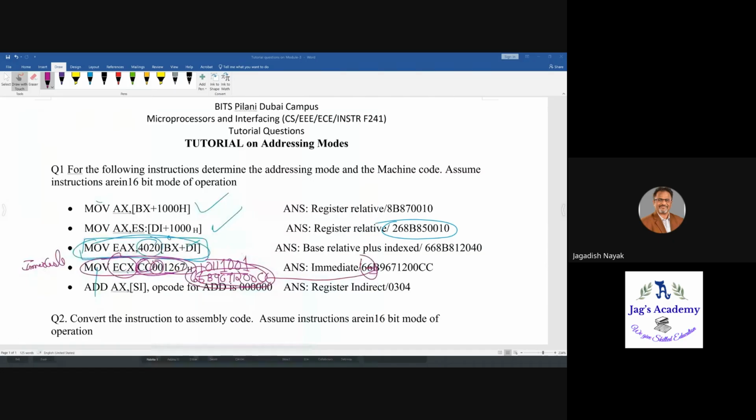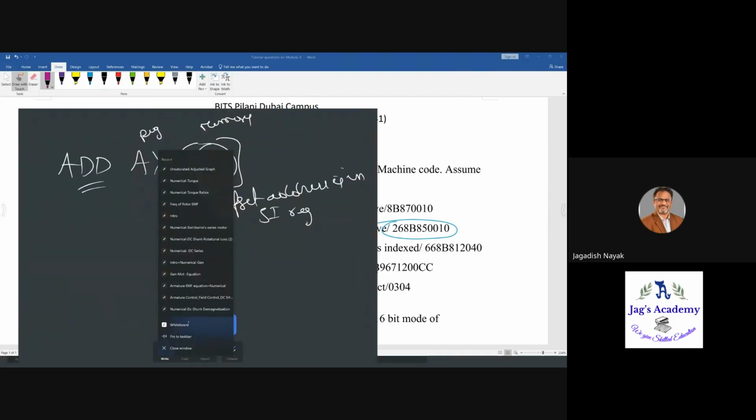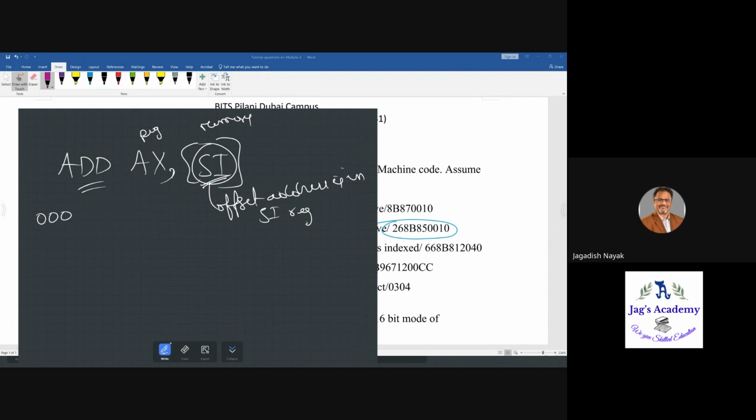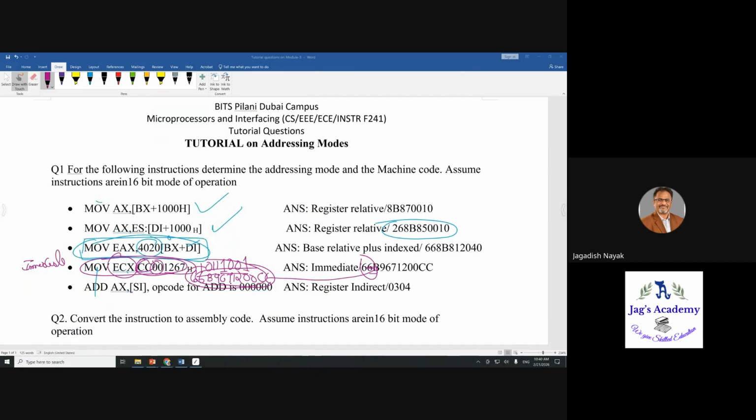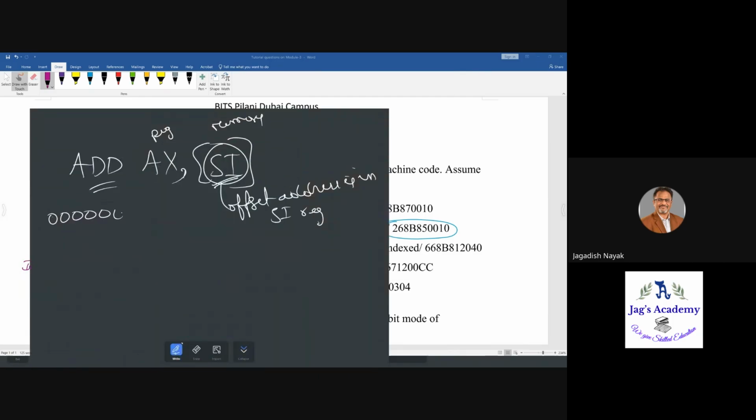Okay, it is given as 000000. How many zeros? 6 zeros, right? Yeah, 6 zeros. Now what is the D bit? Data is going to the register, so 1. What is the W bit? 1. Right? What is the REG bit? 000. Right? Okay.